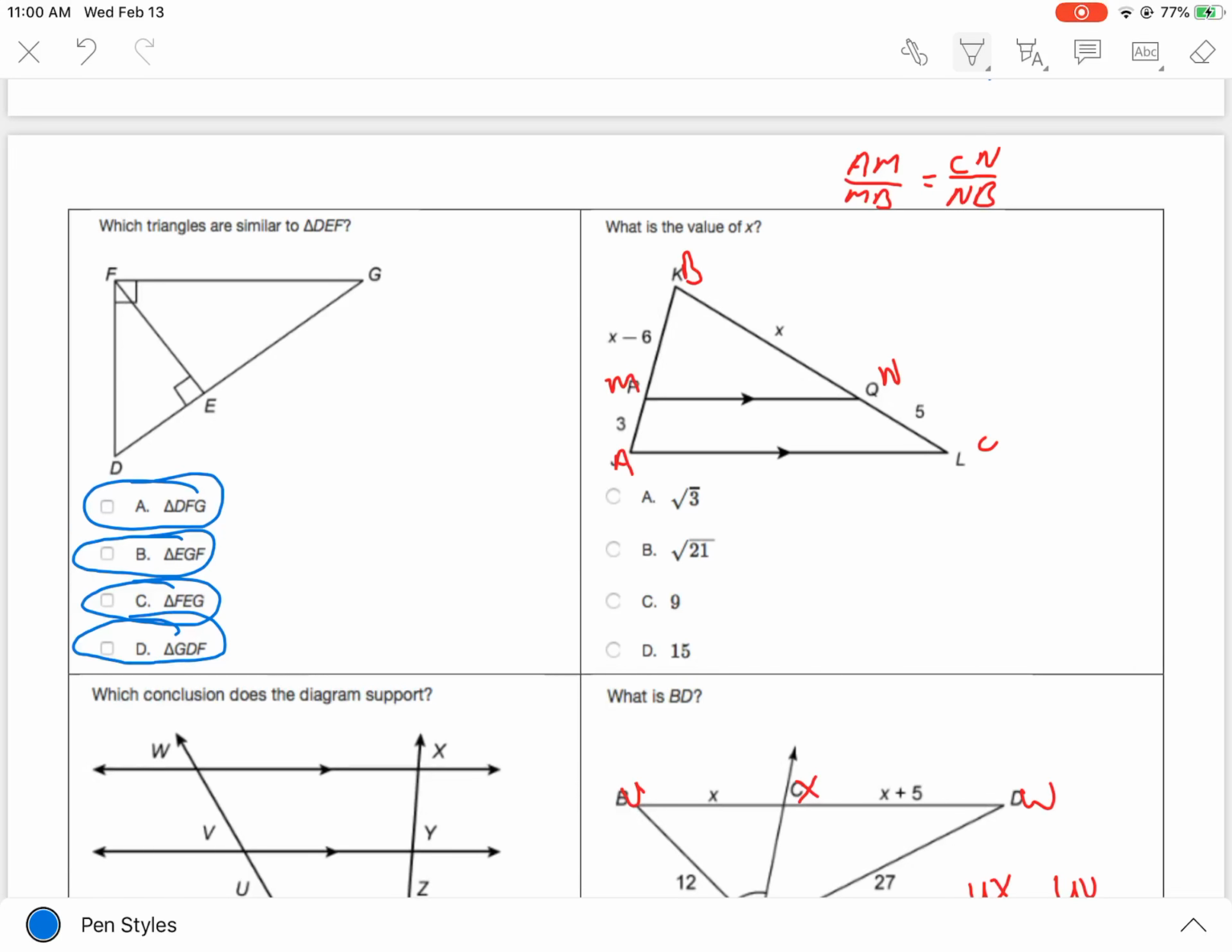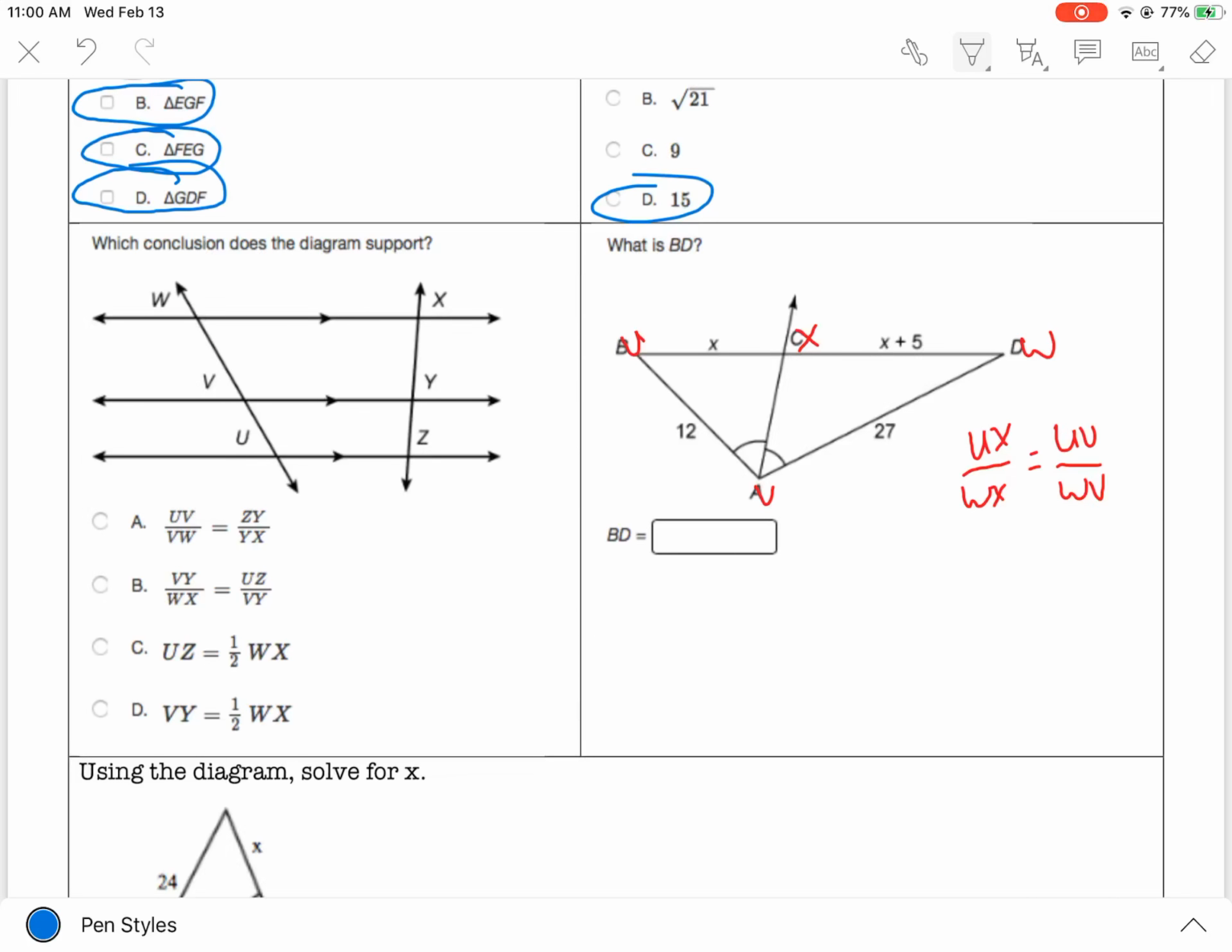What is the value of x? So we have x minus 6 over 3 is equal to x over 5. 5x minus 30 is equal to 3x. 2x is equal to 30. And x is equal to 15.